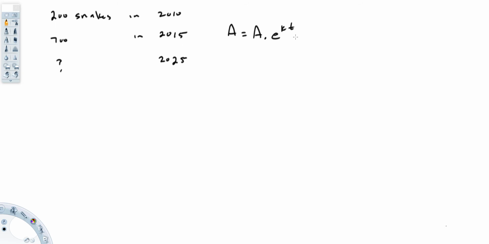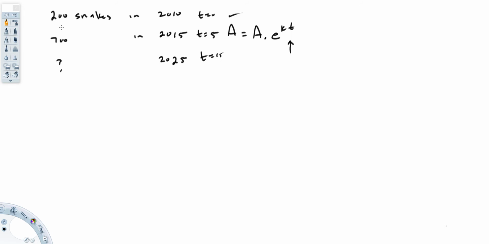Now we have to choose a time to measure t from, right? We don't want to use 2010. It just makes the model much more complex. What we're going to do is call the year 2010 t equals 0. And then in 2015, this one would be t equals 5. And then in 2025, this will be t equals 15. All right, and we're going to start by applying this.